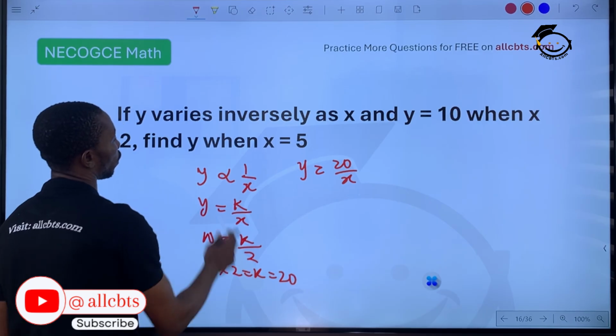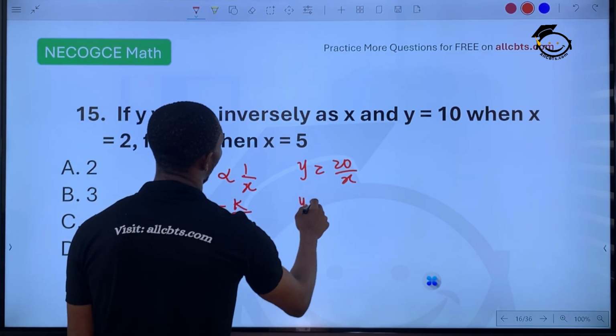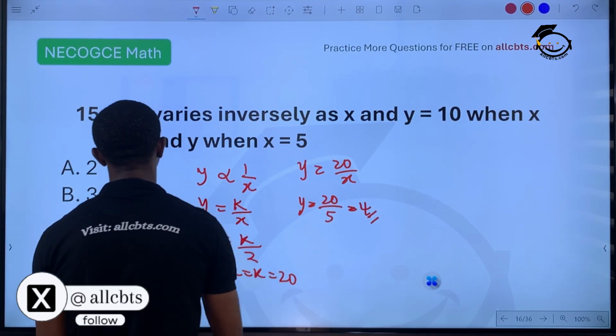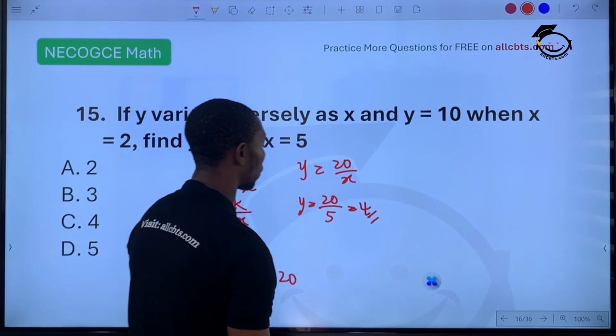Now they say we should find y when x is 5. So y equals 20 divided by 5, which gives us 4. So the value of y when x is 5 is 4.